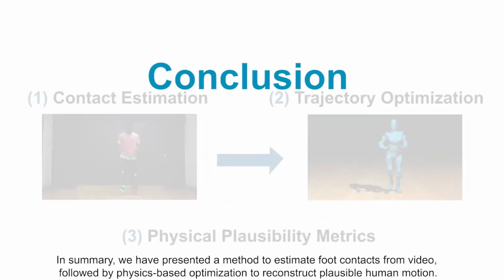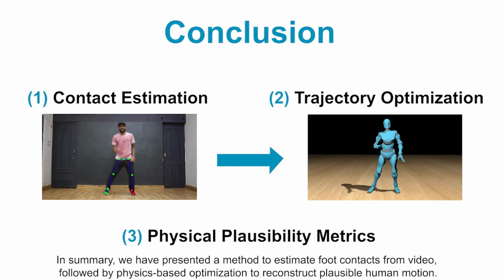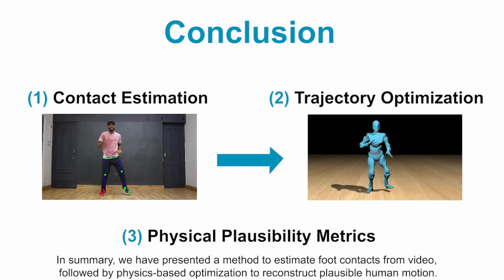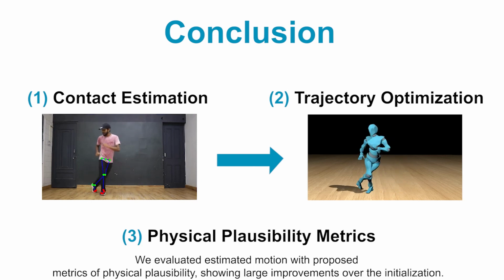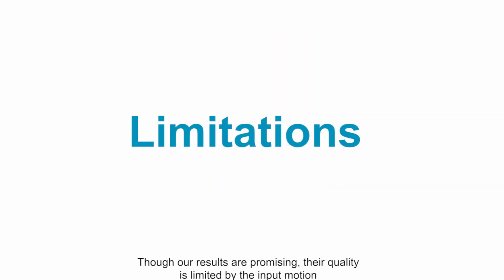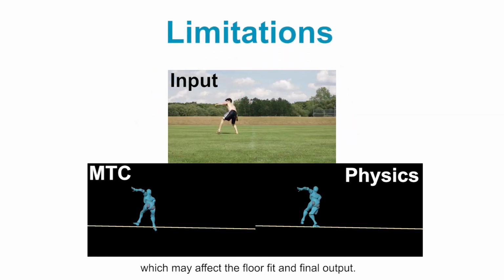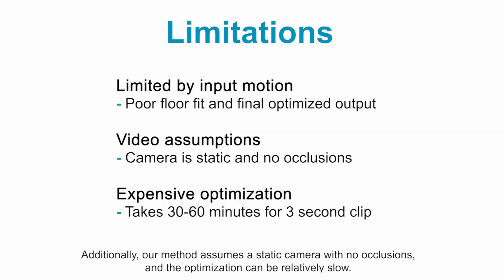In summary, we have presented a method to estimate foot contacts from video, followed by physics-based optimization to reconstruct plausible human motion. We evaluated estimated motion with proposed metrics of physical plausibility, showing large improvements over the initialization. Though our results are promising, their quality is limited by the input motion, which may affect the floor fit and final output. Additionally, our method assumes a static camera with no occlusions, and the optimization can be relatively slow.